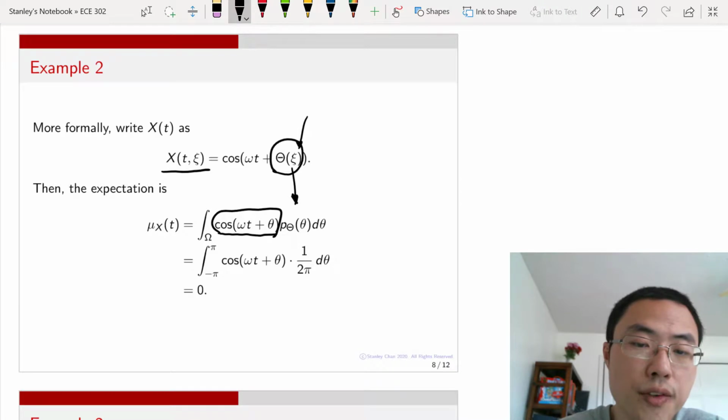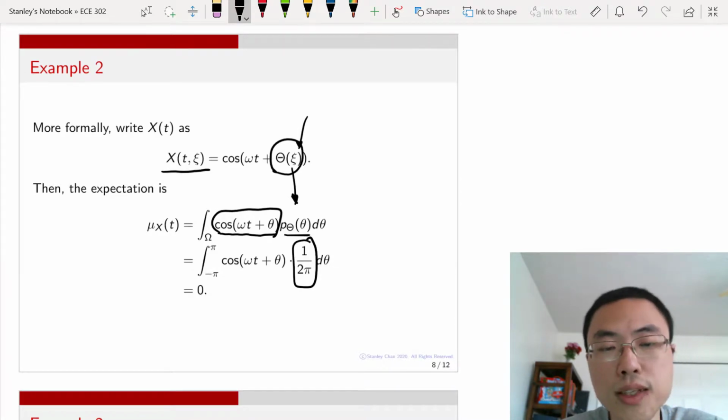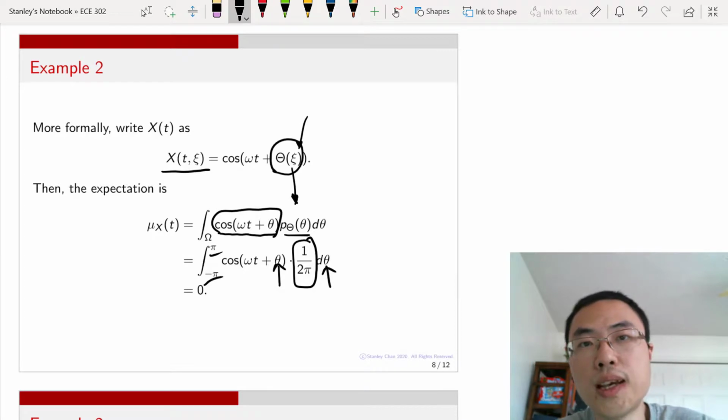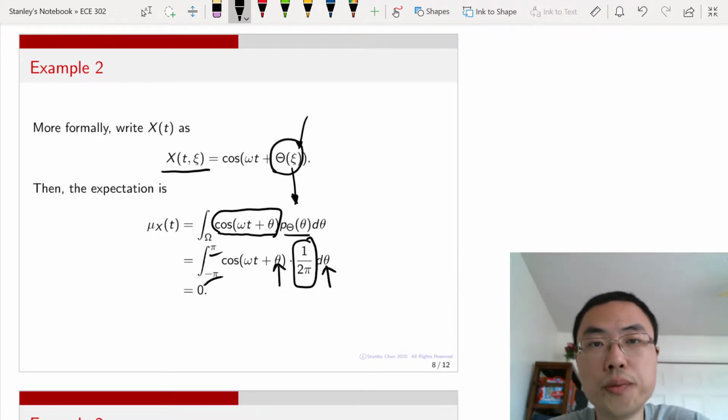So what is the PDF of the theta? The PDF of the theta is 1 over 2 pi, and therefore you get 0, because you're integrating this cosine function for theta from minus pi to pi. That is one period, and therefore you get 0.